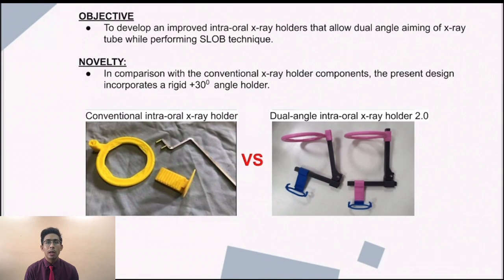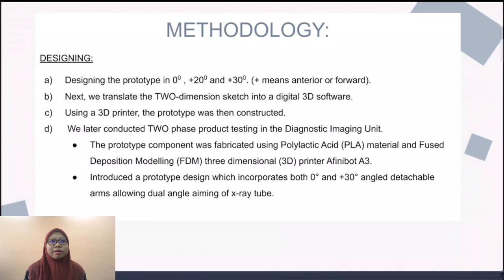The picture below shows the differences between the conventional intraoral X-ray holder and our product, which is the dual angle intraoral X-ray holder. So for the methodology, first we designed the prototype at 0 degree, positive 20 degree and positive 30 degree. Positive means anterior or forward. Next, we translated the two-dimensional sketch into digital 3D software. Using a 3D printer, the prototype was then constructed.